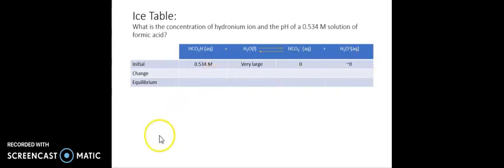So now, what is the change? Well, we don't know. We put 0.534 moles of formic acid in water, and some amount of formic acid ionizes. Just some amount. I don't know what that amount is. So I'm going to say that amount is X. I'm going to use X as a placeholder for some unknown amount. And I give it a minus sign because the amount that ionizes decreases the concentration of formic acid.